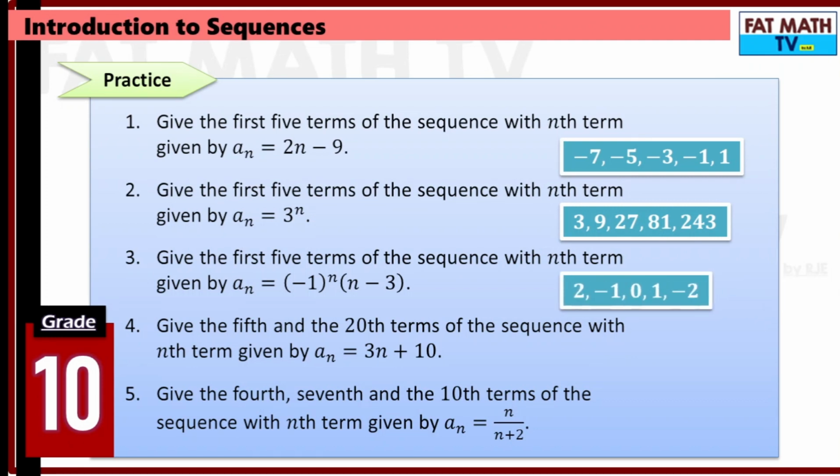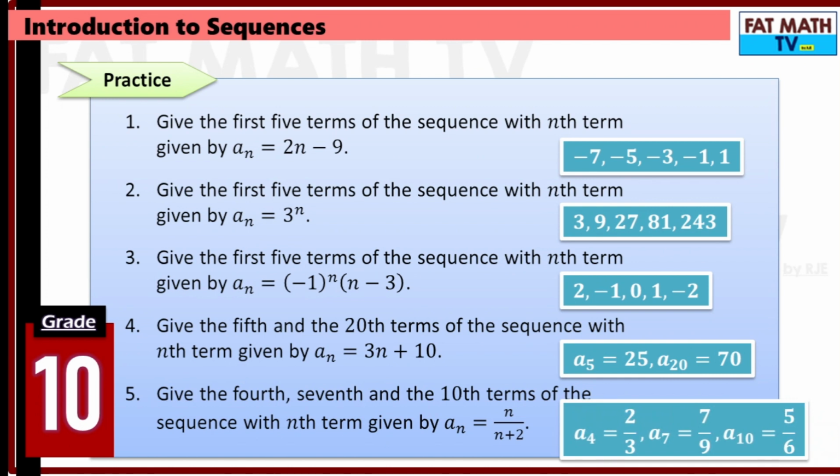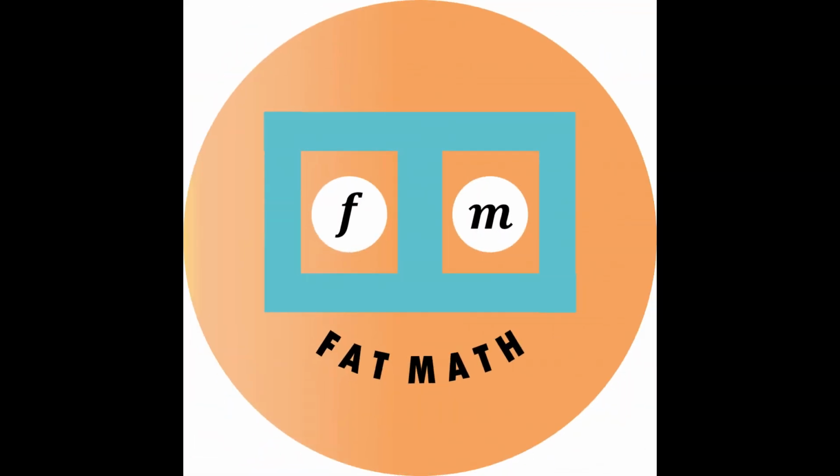Number 3, we have 2, -1, 0, 1, -2. Number 4, the 5th term is 25 and the 20th term is 70. Number 5, the 4th term is 2/3, the 7th term is 7/9, and the 10th term is 10/12, or that simplifies to 5/6.